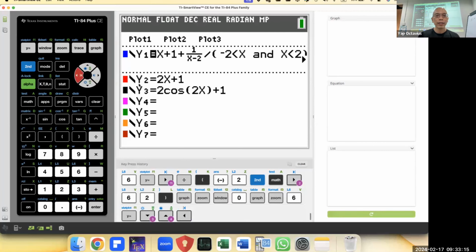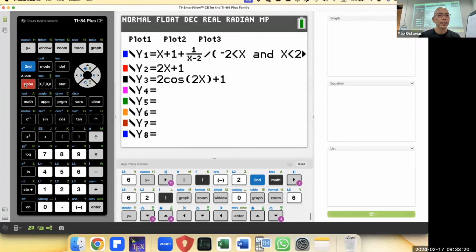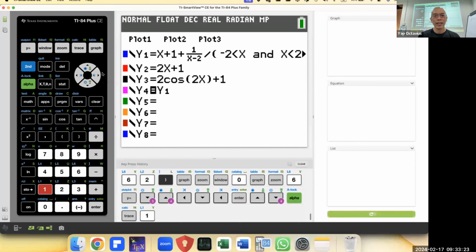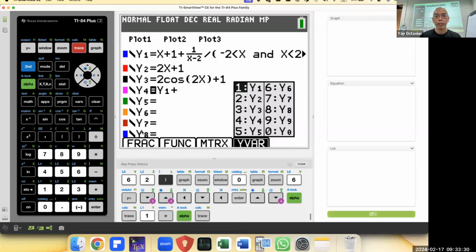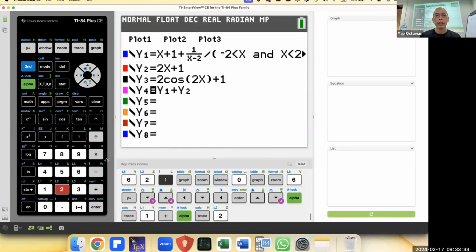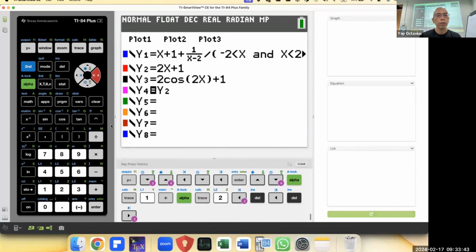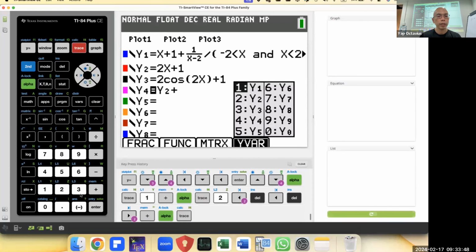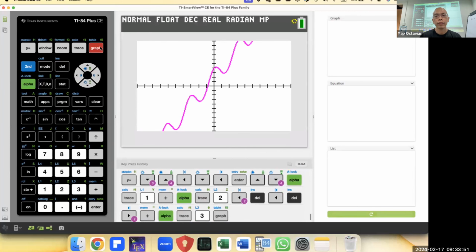Let's remove this graph first. I don't want this one. Then I put y2 plus y3, so that you don't have to retype everything. Sorry, it should be y2 plus y3. This one delete, and delete. This one also delete. y2 plus alpha trace y3. Y3 is 3. Okay, then graph.